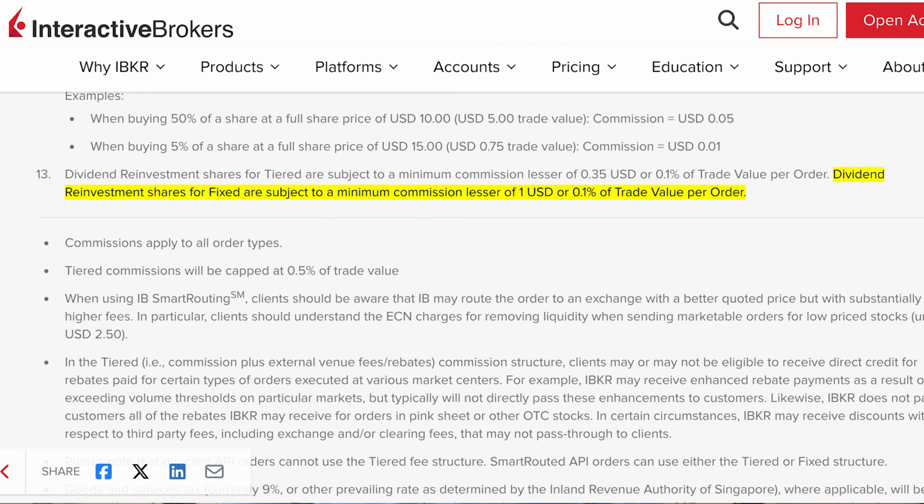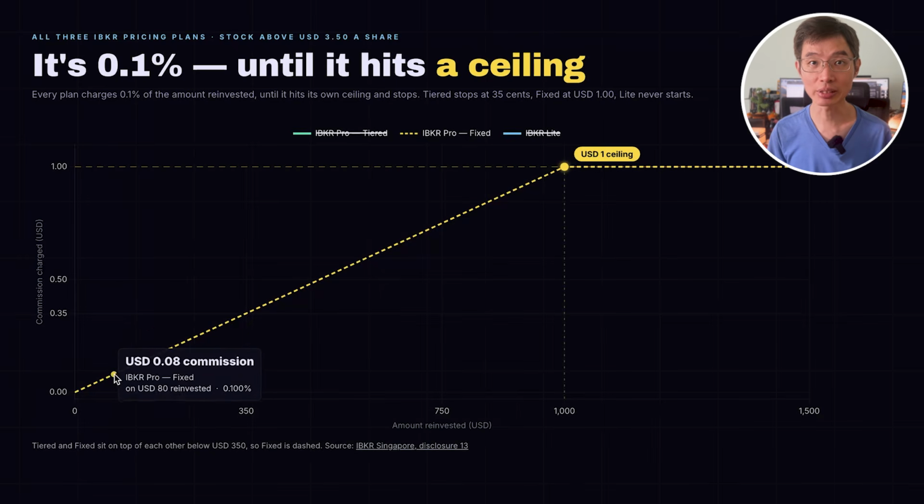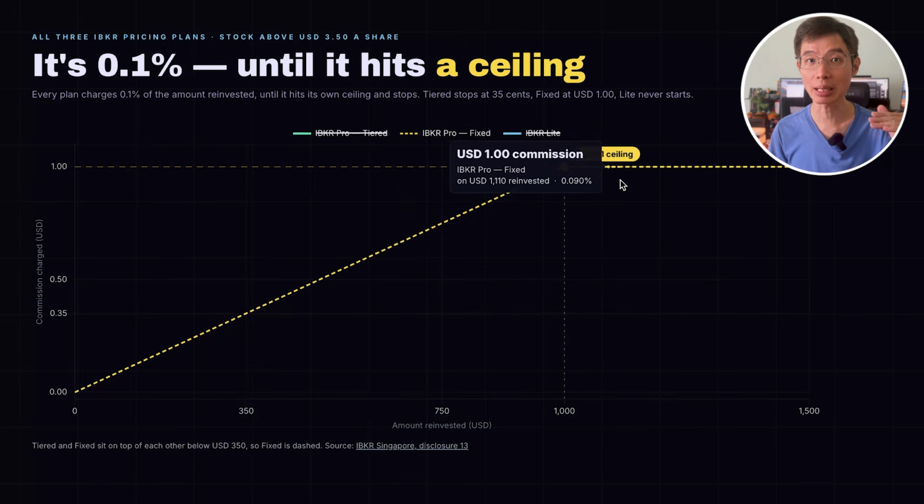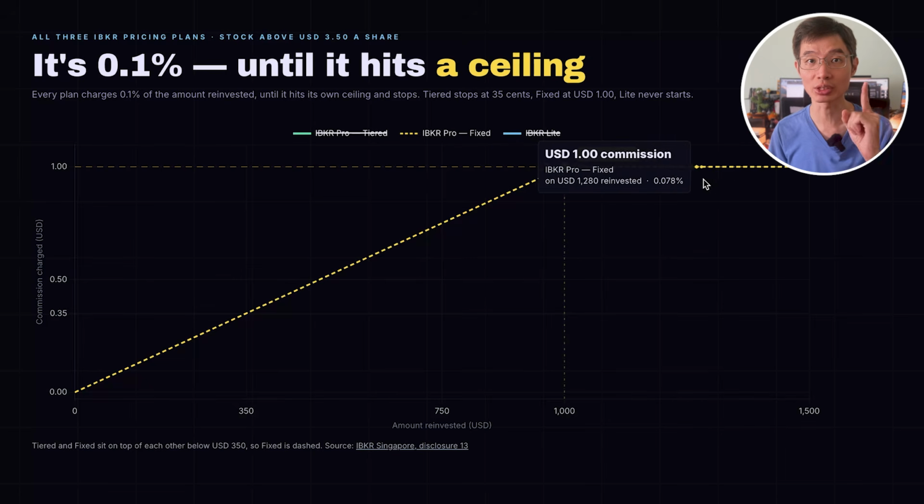But what if you are on the other pricing plans like fixed pricing or IBKR Lite? In that case, the fee would differ slightly. Referring back to the fine print again, if you are on the fixed pricing plan, the DRIP will be subject to the lesser of $1 or 0.1% of whatever you are reinvesting. So same thing, if you are reinvesting a small amount like $100 worth of dividends, you will only pay 10 cents worth of fees. And this fee will keep going up until you hit a maximum of $1.